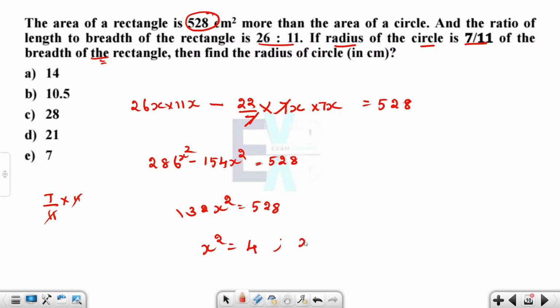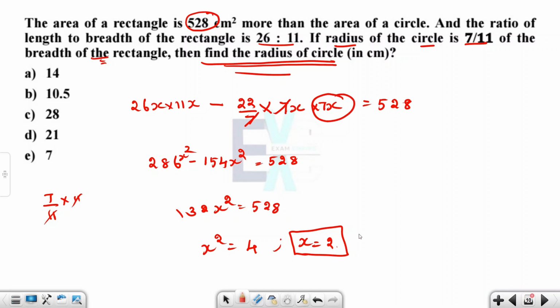And what do we need to do? We need to find the value of x. So what is the value of x? 2. But here, we need to find the radius of the circle. So what is the radius of the circle? 7x. So what is the value of x? 2. So 7 into 2, which is 14. So the answer for this one is 14.